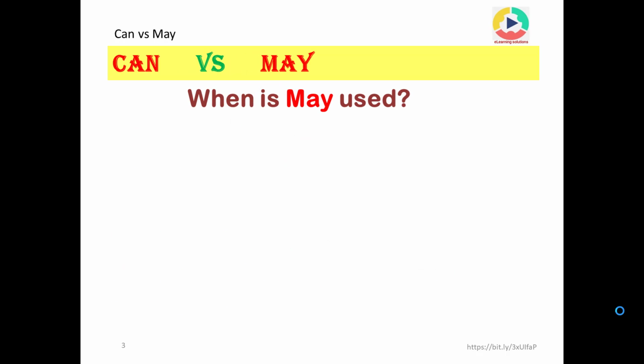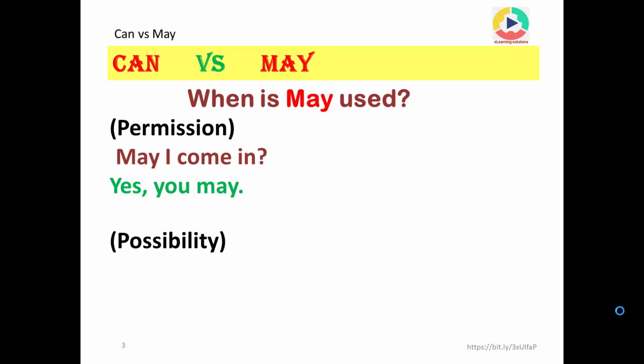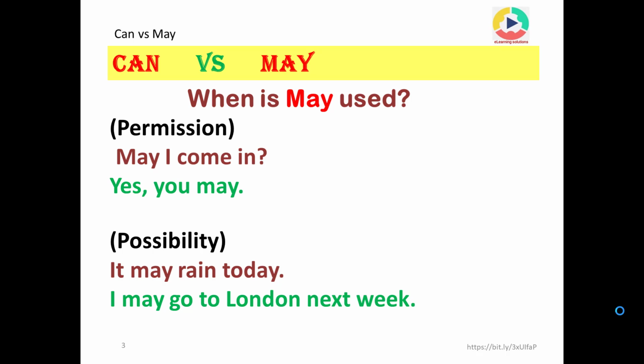When is may used? For permission. Example: May I come in? Yes, you may. For possibility: It may rain today. Second example: I may go to London next week.